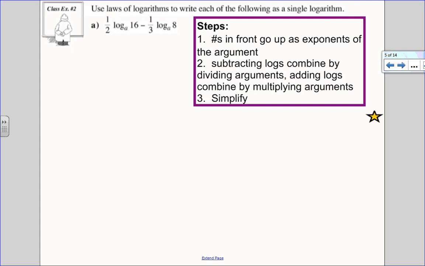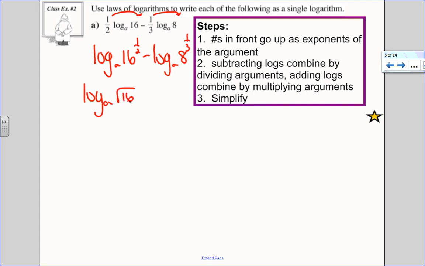Okay, so numbers in front come up. Numbers in front come up. So I have log base a of 16 to the 1/2 minus log base a of 8 to the 1/3. Okay, let's look at what that is. 16 to the 1/2 is just the square root of 16. 8 to the 1/3 is the cube root of 8.